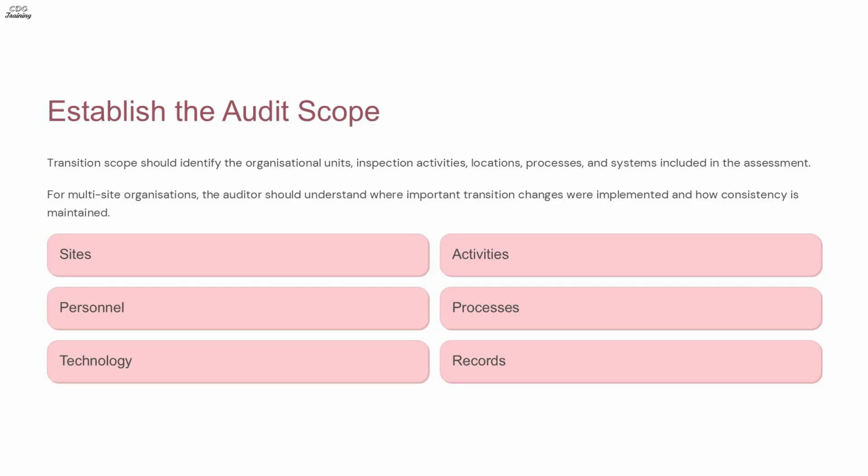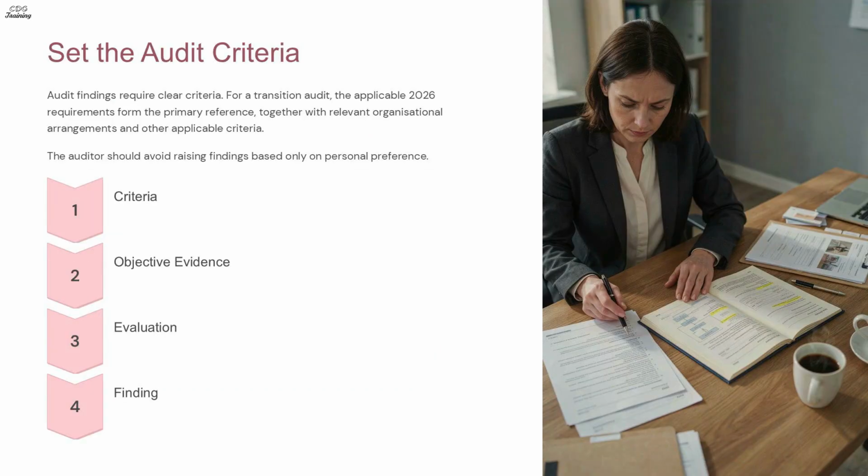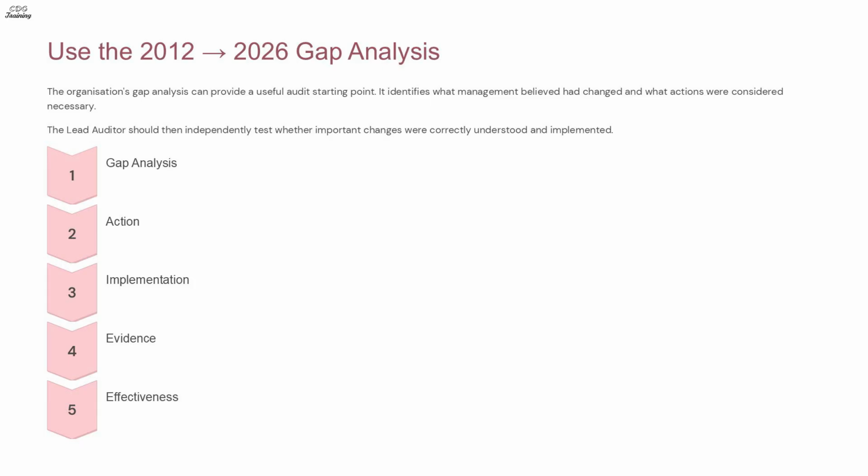The transition scope should cover organizational units, activities, locations, processes, and systems. For multi-site organizations, understanding where changes were implemented and maintaining consistency is crucial. Audit findings need clear criteria. The 2026 requirements, along with relevant organizational arrangements, form the primary reference. Auditors should avoid basing findings on personal preference. The gap analysis from 2012 to 2026 provides a starting point, identifying changes and necessary actions.